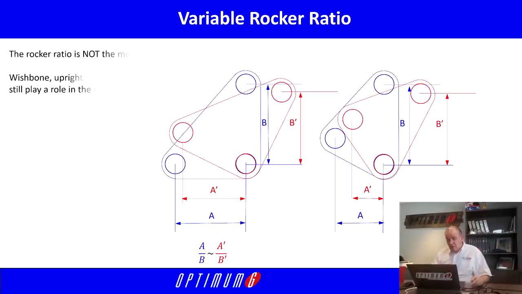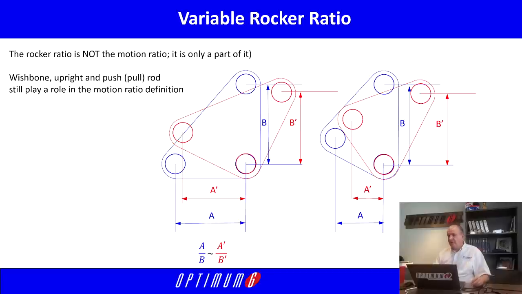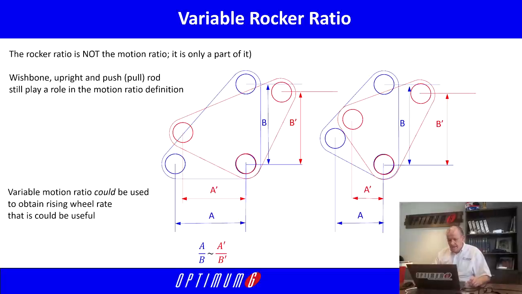And that could be a good thing because you could use the variable motion ratio to have a stiffer and stiffer car as you go faster and faster. So you have a soft car for mechanical grip at low speed, the car goes down, then a stiffer car with the same spring to resist the downforce. So it could be used to obtain a rising wheel rate. So it could be a good thing, if you know what you are doing, okay?